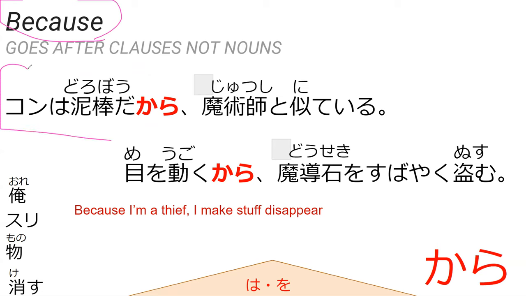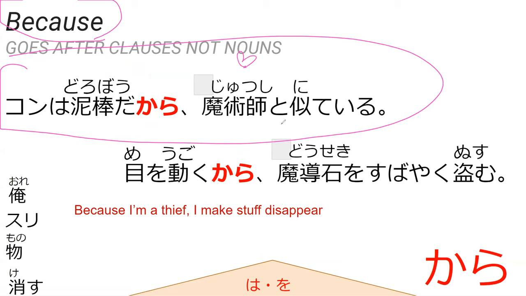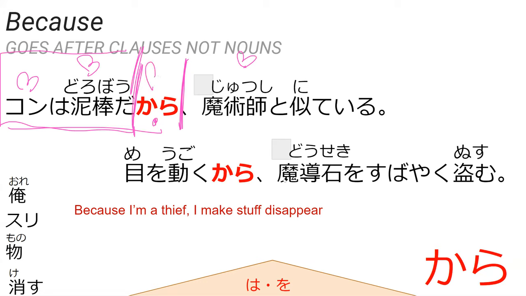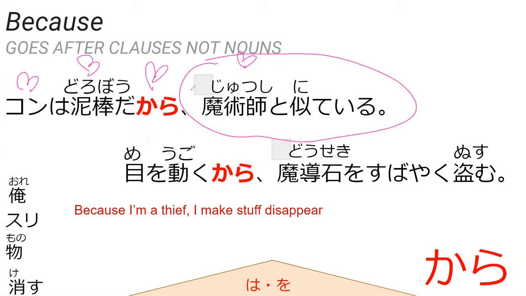Can you do me a favor and read the sentence for me? Kanwa dorobo dakara majutsushi ni niteiru. I'm having a hard time saying that word. I would start with this. Okay. So, Kanwa dorobo. What does that part mean? Doroboda. Kan is a thief. Correct. So in English, because Kan is a thief. Yep, exactly. Okay. So, because Kan is a thief, he and the magician look alike. Exactly. Perfect. Yep.